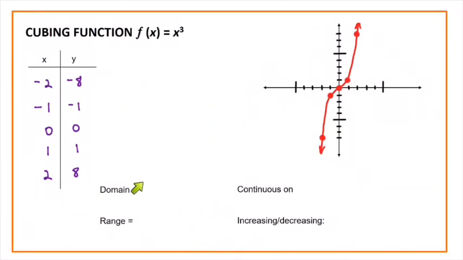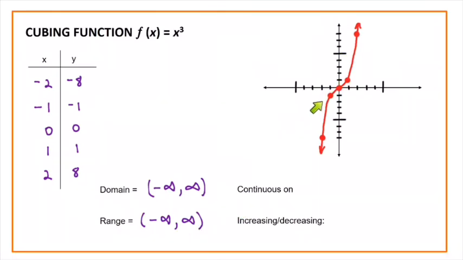Now, for the domain for this function, look at the function equation. f of x equals x to the third. So you could plug any number in here for x, and therefore the domain is negative infinity to positive infinity. The range is the lowest y value to the highest y value, and you can see that we never reach the lowest y value, and we also will never reach the highest y value, and so the range is also negative infinity to positive infinity.